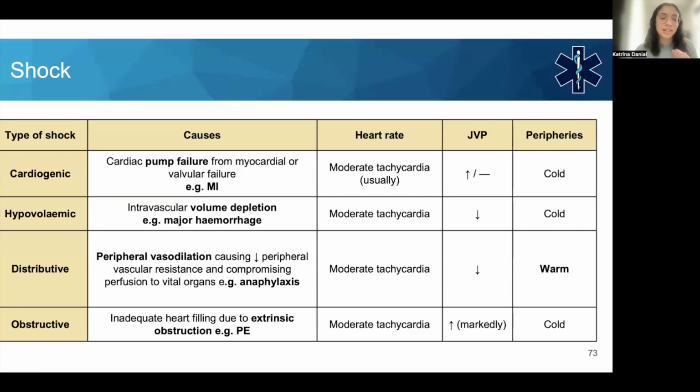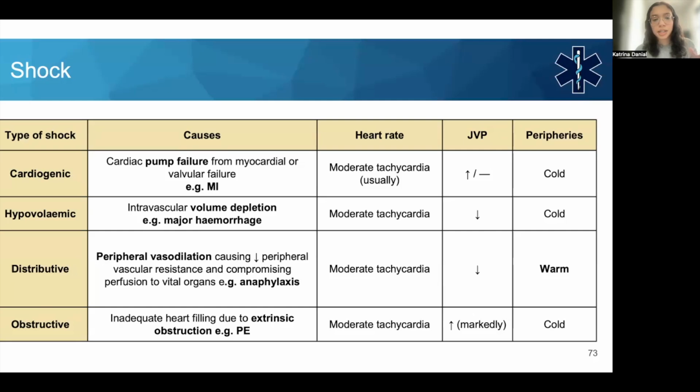Cardiogenic shock is when the heart as a pump is not working, it's failing. That could be because the myocardium is injured, for example in an acute heart attack, or a valvular failure, but the heart as a pump is not working, and that's why your blood pressure is low. Usually your heart rate will be high to compensate for the low blood pressure, and you'll find that the JVP is elevated. The reason is that your heart as a pump is failing, so there's a backlog of blood in the venous system, and the JVP is going to be higher.